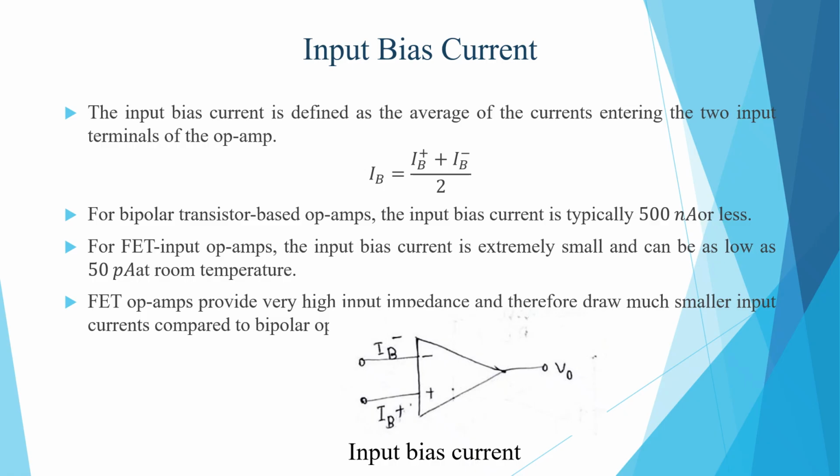In FET input op-amps, the gate current is extremely small because FETs have very high input impedance. Therefore, FET op-amps have much lower bias currents, often in the picoampere range. At room temperature, the bias current for a FET op-amp can be as low as 50 picoampere. Because of their very low input current, FET op-amps are preferred in high input impedance and precision measurement applications.